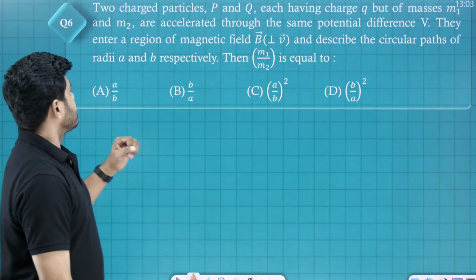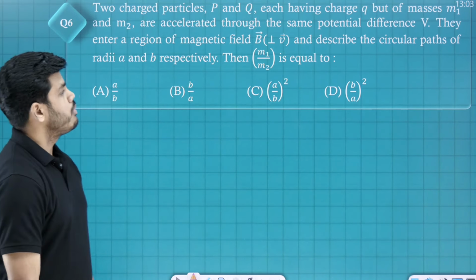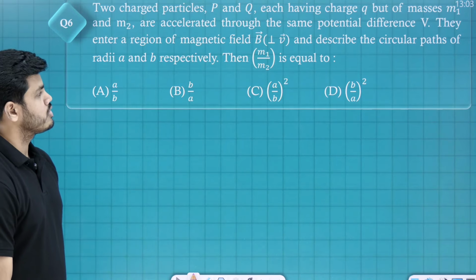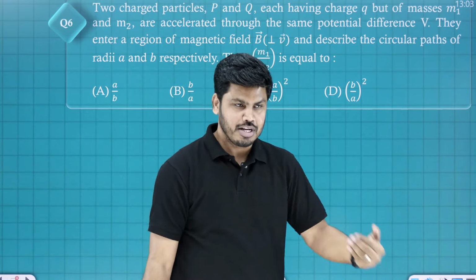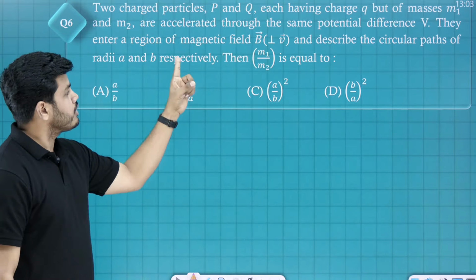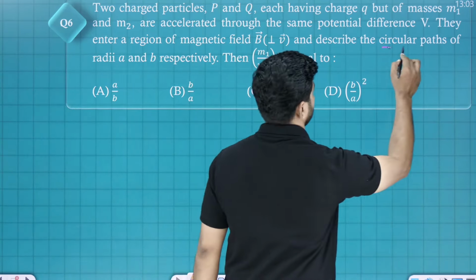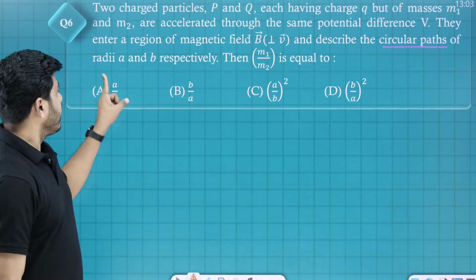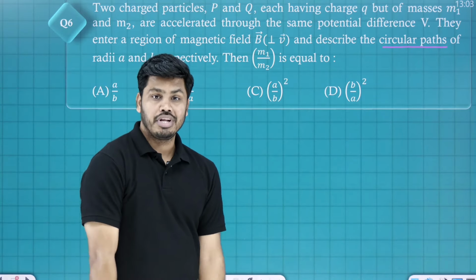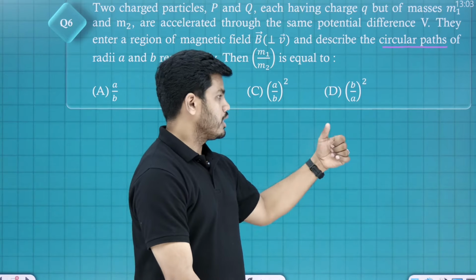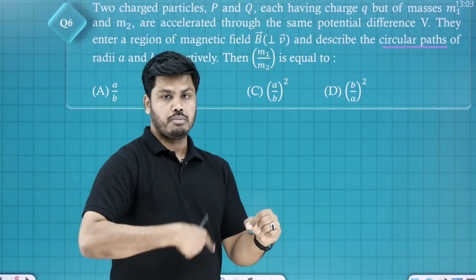Next question. 2 charged particles P and Q, each having a charge Q, but of masses m1 and m2, are accelerated through the same potential difference V. Yes, they are talking about the radius of the circular path, right? When we read the question itself, we understood. They enter a region of magnetic field B, which is perpendicular to velocity, and describe circular paths, as we expected, of radii A and B, respectively. Then m1 by m2 is equal to, the ratio of their masses is to be calculated. Look at the options. All options are given in terms of A and B, where A and B are the radii of those circular paths.